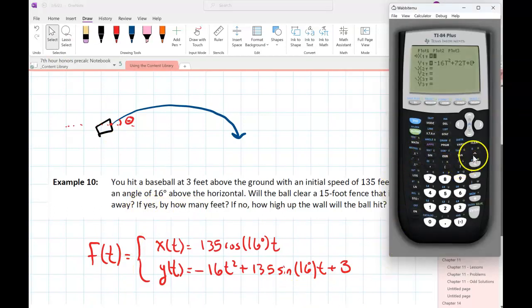So let's take a look at our picture. So 135 cosine 16 times t. If you're graphing along with me, make sure that you put your calculator in degree mode. You're probably still in radian mode from last time, but certainly we need degrees here because we're talking about angles in degrees. So I got that.